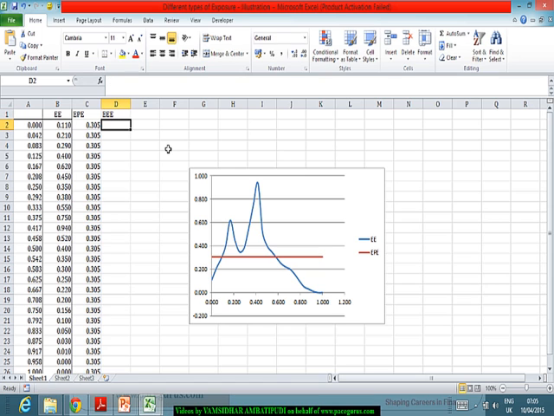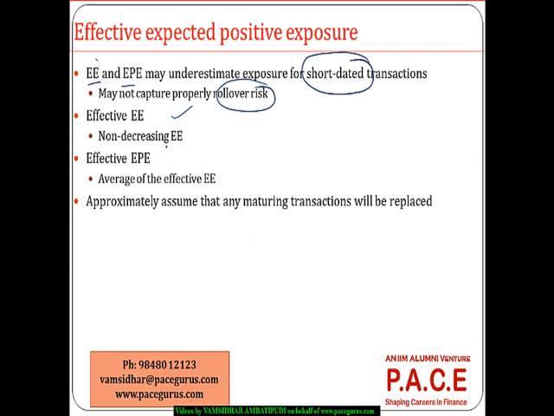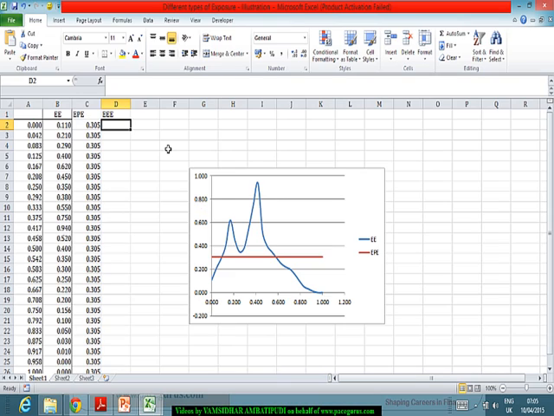What do we say in effective expected exposure? It is the non-decreasing portion of the expected exposure. See, the expected exposure here is all growing. So as long as it is growing, I'll take the positive value. But if it is going down, I'll take only this. I'll not consider the decreasing portion at all.